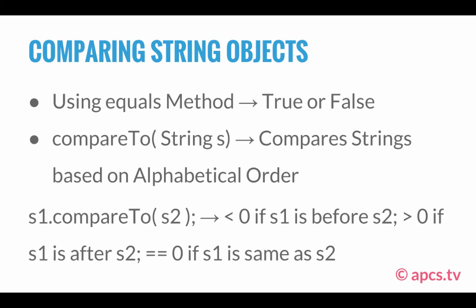So now we've gone over the string class methods, and now we're going to be comparing string objects. So we're going to be using the equals method as we do with the object class, because as we know, a string is an object, so it should be treated like one, and this equals method returns true or false.